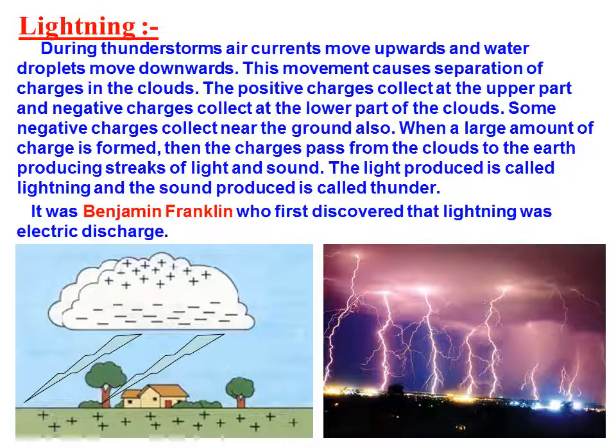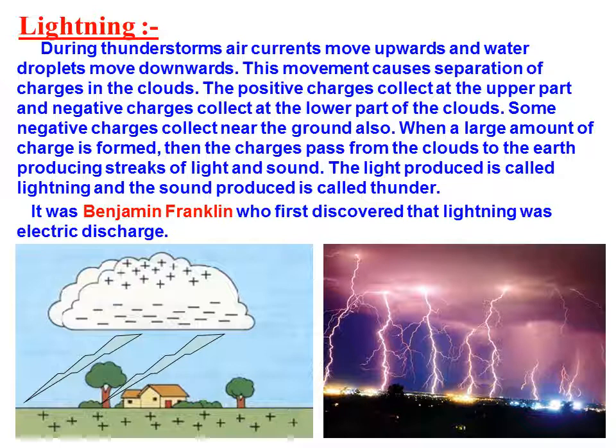Now let's move towards lightning. What do you mean by lightning? We discussed lightning in a bird's eye view, that means we didn't explain it. Now we are going to explain lightning. During a thunderstorm, air currents move upwards and water droplets move downwards. That means the air current moves upwards towards the atmosphere and water droplets move downwards. As I told, lightning and thunderstorm only occur during monsoon when it is raining.